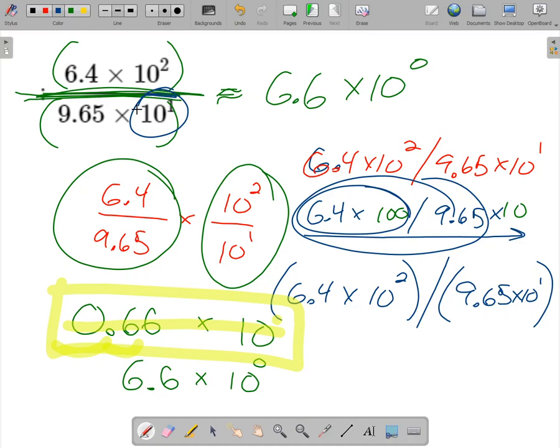So bottom line, if you have a complicated fraction and you're using a calculator, put the top in parentheses, put the bottom in parentheses. Okay? All right. Let's take a look at the last problem, then we need to move on to the Pythagorean Theorem.